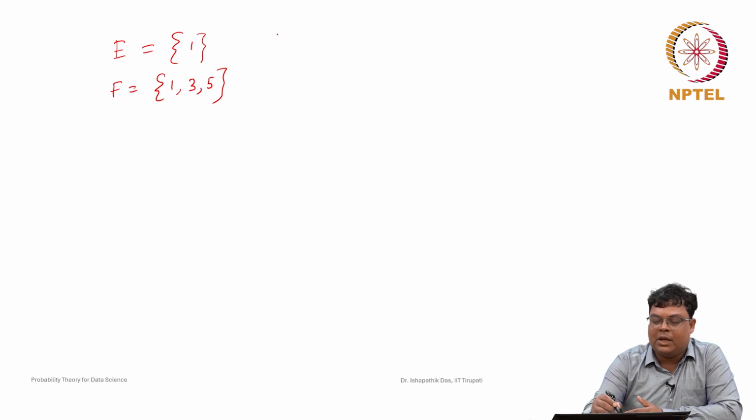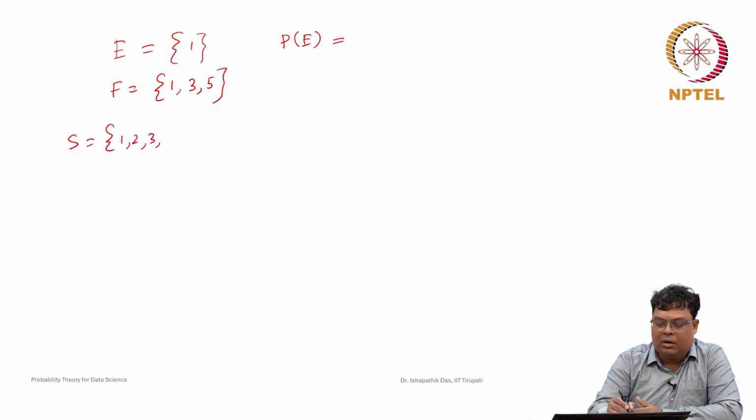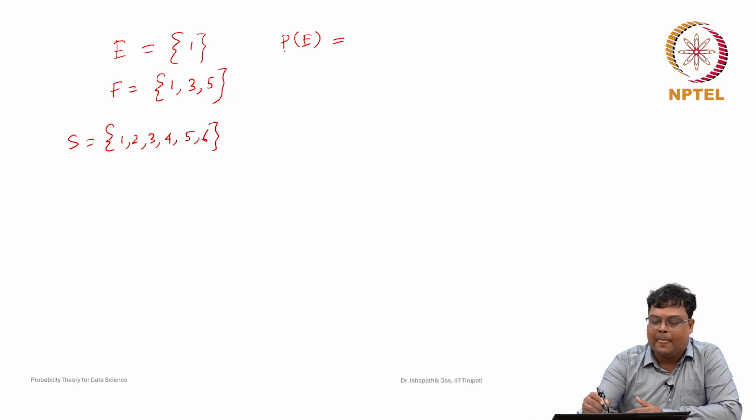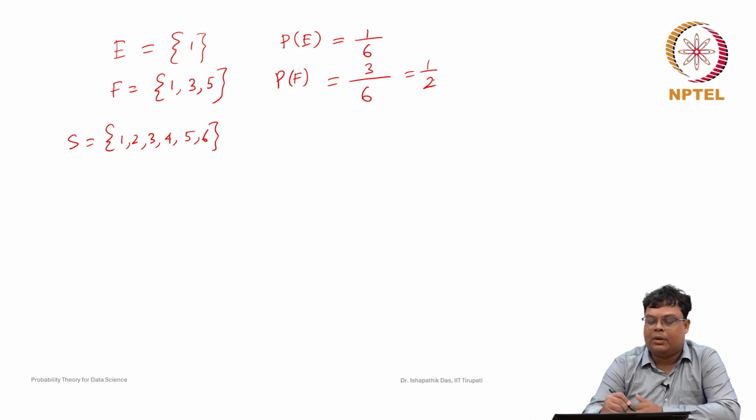From the classical approach, because all outcomes are equally likely, the sample space S is 1, 2, 3, 4, 5 and 6. So the probability of E is 1 out of 6, that is 1 by 6. The probability of F, because it contains 3 equally likely points out of 6 equally likely points, is 3 out of 6, which is 1 by 2.